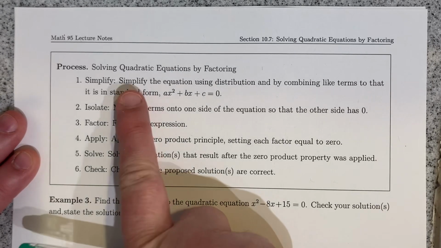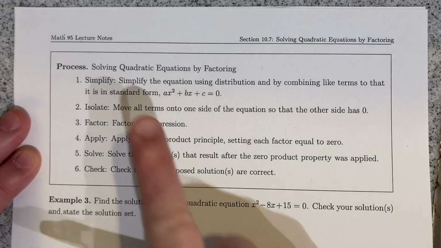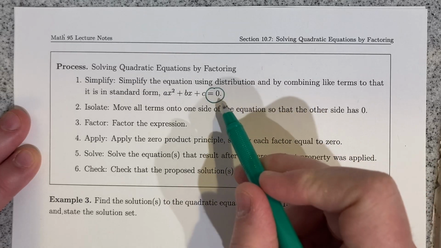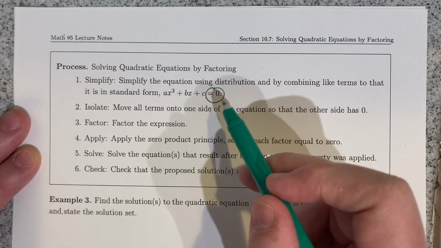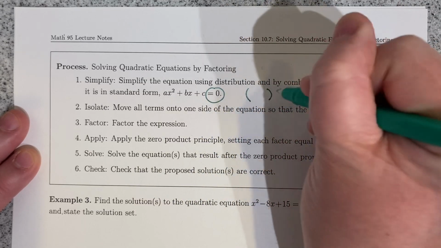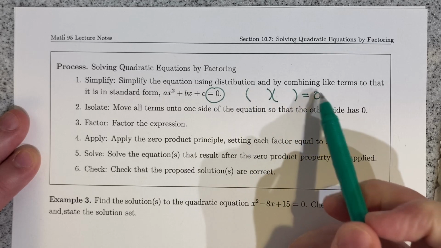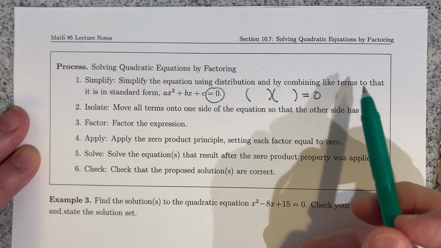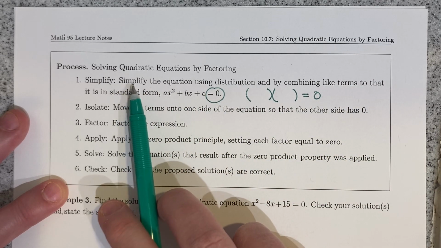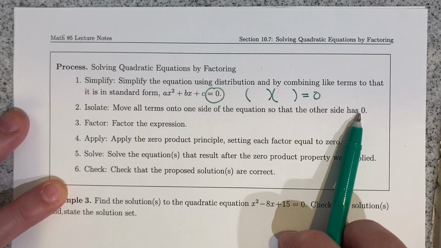When given a quadratic equation that we're trying to solve by factoring, the first step is to get it equal to 0. We have to have it equal 0 in order to solve by factoring, because the whole point is to set each factor equal to 0. And if it's not equal to 0 over here, then this whole thing doesn't work. So we want to simplify the equation, combine like terms, and then make sure one side has 0.